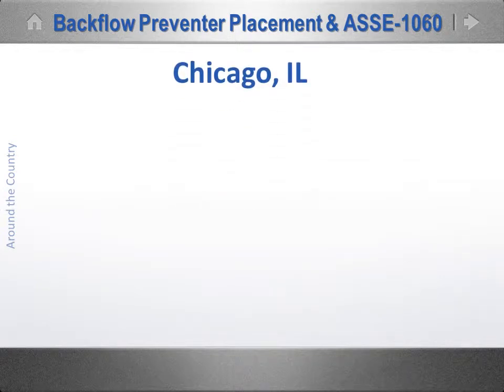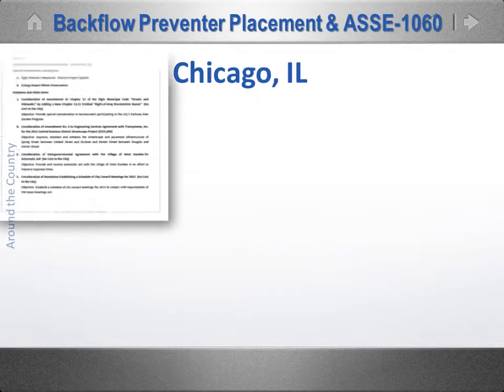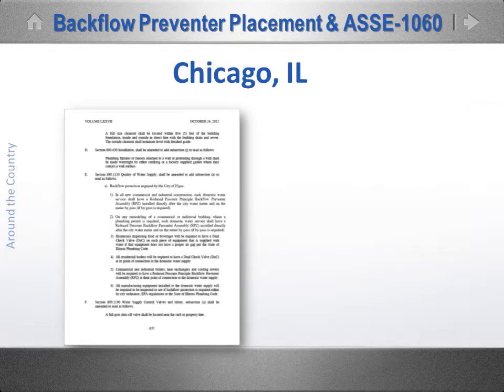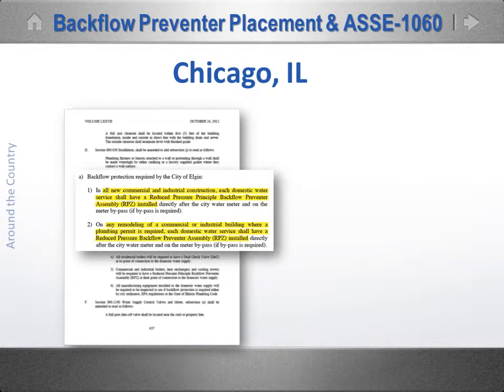So what's happening around the country that might help us understand where all this is going? We've been watching Northern Illinois. It all started last fall with the city of Elgin. On October 24th, 2012, they amended their domestic water service requirements as follows.